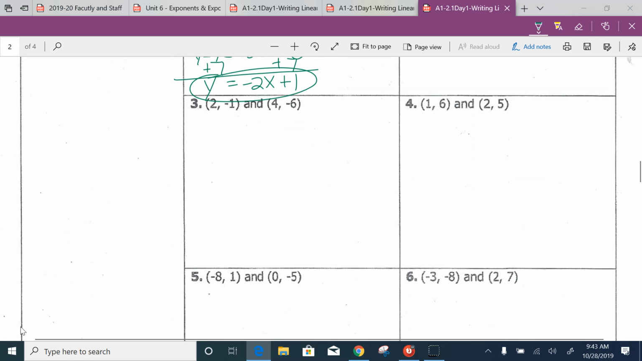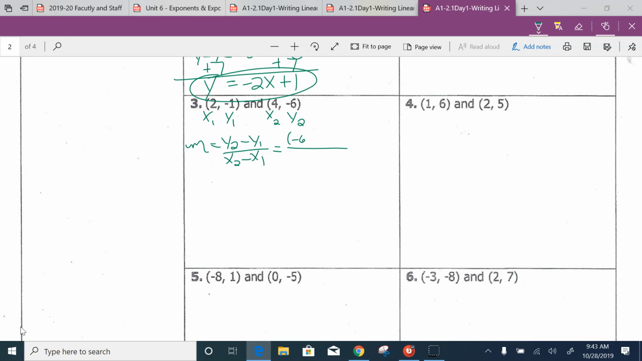For number 3, same exact process again. I have an x1 and a y1, x2 and y2. I'll use these to find my slope. Slope formula is y2 minus y1 over x2 minus x1. So substitute everything in. I get negative 6 minus negative 1 over 4 minus 2. I simplify all that out. I will get negative 5 over 2, which cannot be simplified. So my slope is negative 5 halves.